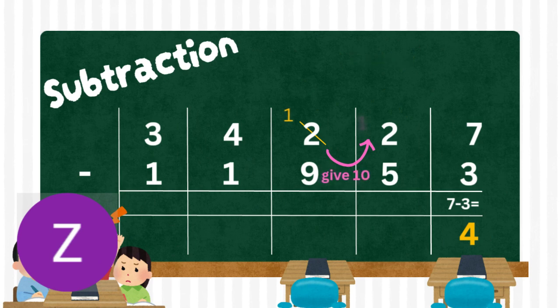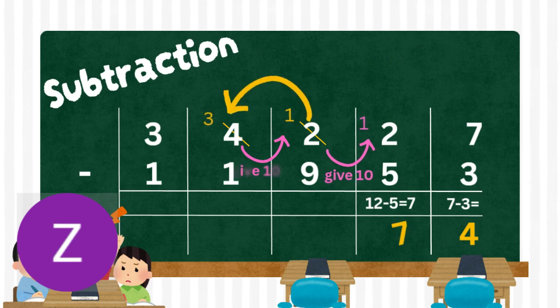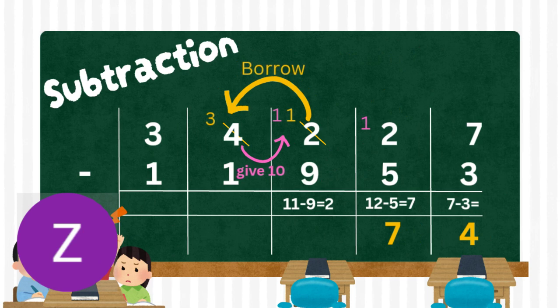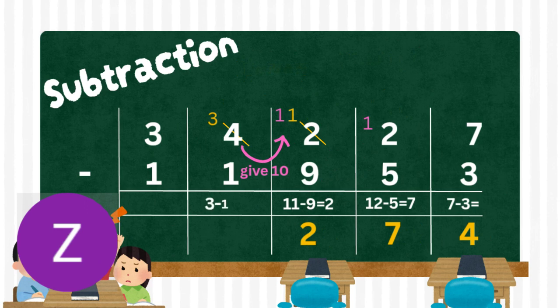So this now becomes 12 minus 5 is equal to 7. Now we have only 1, so that 1 needs to go borrow again from the other friend next door. So the 4 becomes 3, it gives 10 to the 1, and that is now 11 minus 9 is equal to 2. Then 3 minus 1 is equal to 2, and lastly 3 minus 1 is equal to 2.